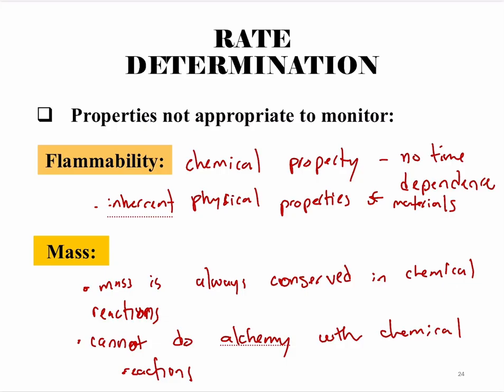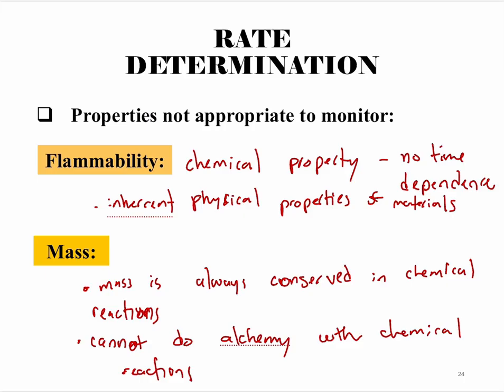Does anyone know what alchemy is? No? It's the prior learning of chemistry, basically. It was what we had understanding of physicality and stuff. Yeah, and one of the big focuses of alchemy was trying to do something called transmutation, where you turn one element into another element, right? And so with chemical reactions, you can't do that. We will talk about nuclear reactions later in the semester, and with nuclear reactions, you can change elements from one into the other.